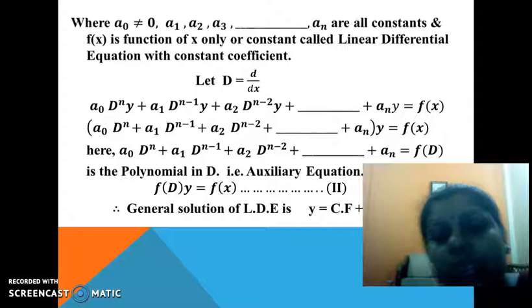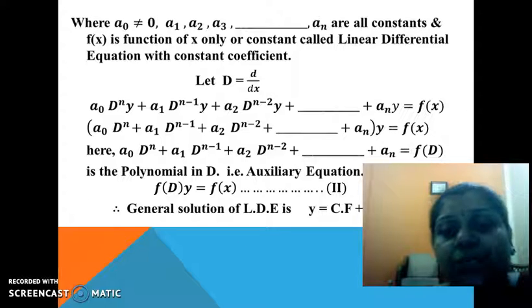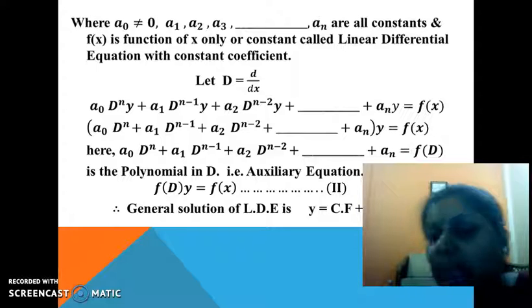Now we discuss how to find the solution of this linear differential equation. The solution can be divided into two parts. Number one is the complementary function and second is the particular integral. Always remember, the complementary function is found with the help of the left hand side. That is, the complementary function depends on the type of roots of the given differential equation, and the particular integral depends on the right hand side, that is, which type of function is present there.